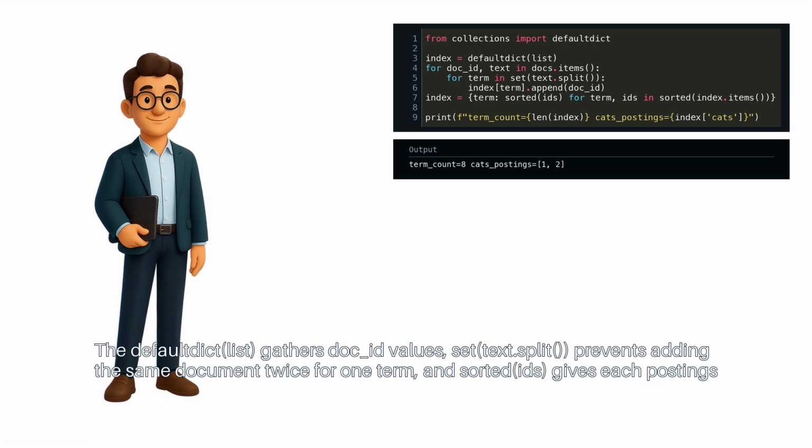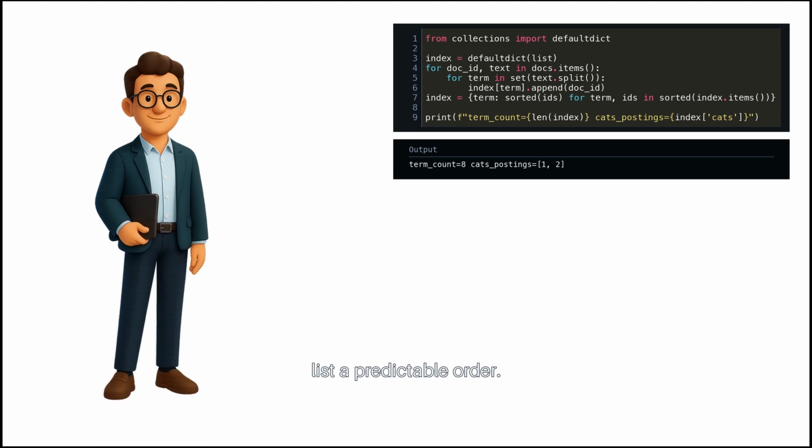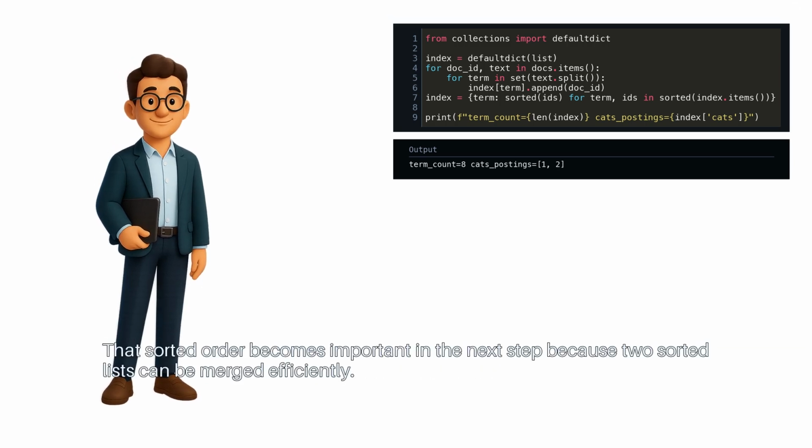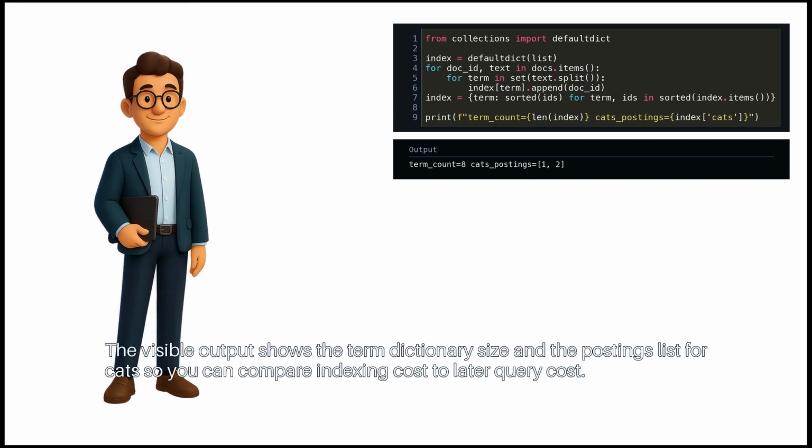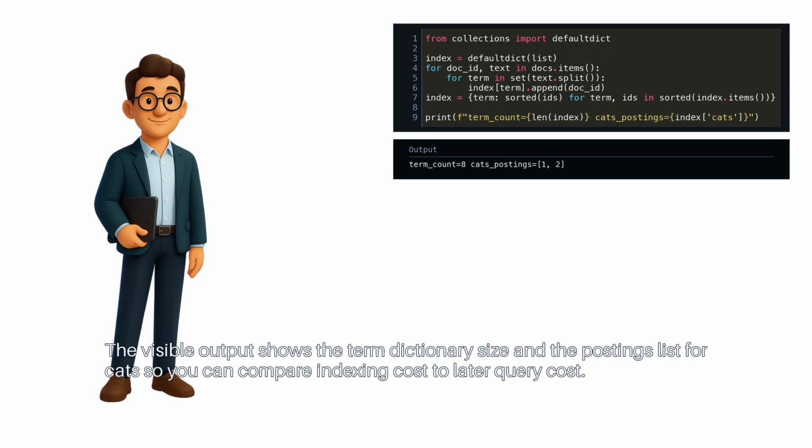set(doc.split()) prevents adding the same document twice for one term, and sorted IDs gives each postings list a predictable order. That sorted order becomes important in the next step because two sorted lists can be merged efficiently. The visible output shows the term dictionary size and the postings list for cats, so you can compare indexing cost to later query cost.